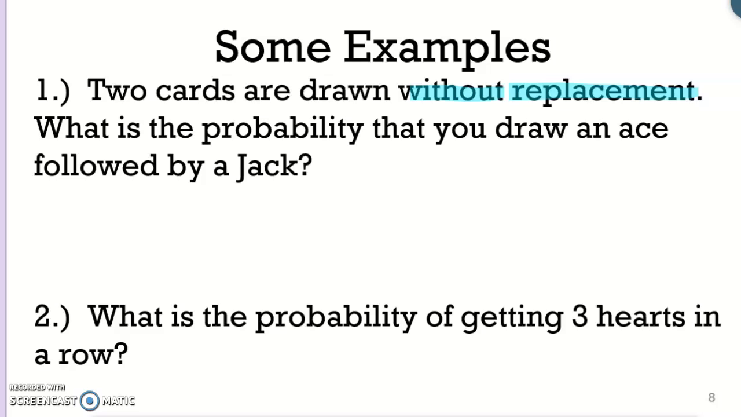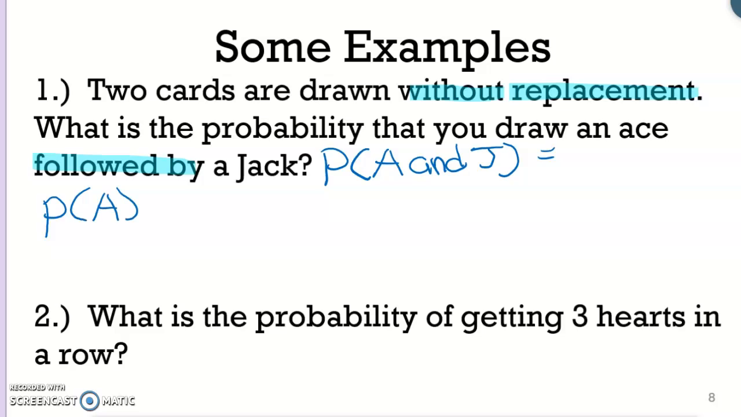What is the probability that you draw an ace followed by a jack? This kind of wording means it's an and. So what we're doing is the probability of getting an ace and a jack. So an ace followed by a jack. Well, that is going to equal, so it's an and, we know we're multiplying. So that will be the probability of getting an ace times the probability of getting a jack given that we just got an ace. So I'll just write given here.